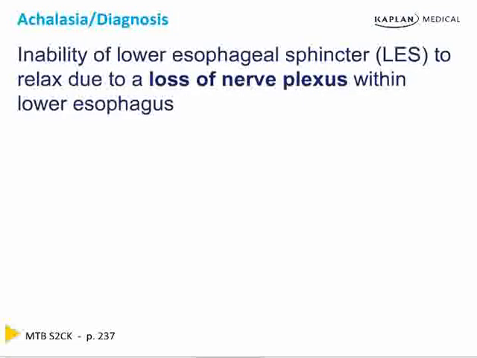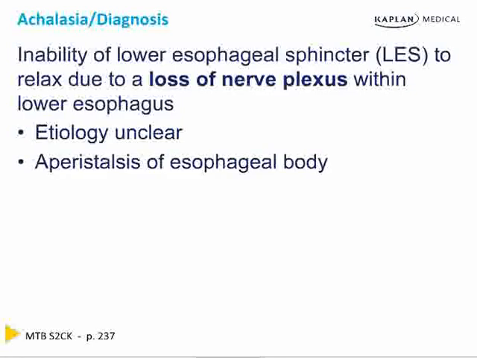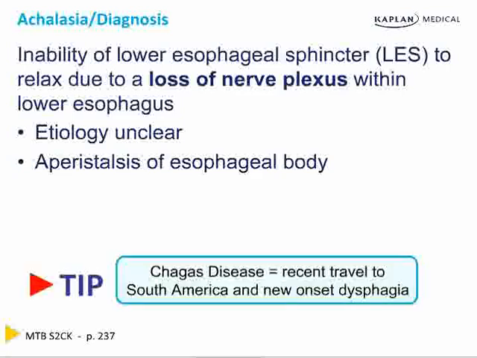Achalasia is the inability of the lower esophageal sphincter to relax from a loss of a nerve plexus within the lower esophagus. The etiology for many patients is unclear. A small proportion occur secondary to other conditions, such as cancer or Chagas disease. They all have in common aperistalsis of the esophageal body. Remember, Chagas disease is recent travel to South America with new-onset dysphagia. Chagas is caused by the tropical parasite Trypanosoma cruzi.